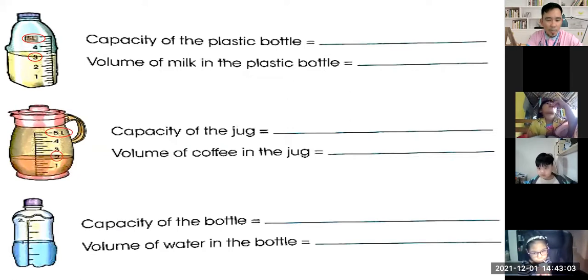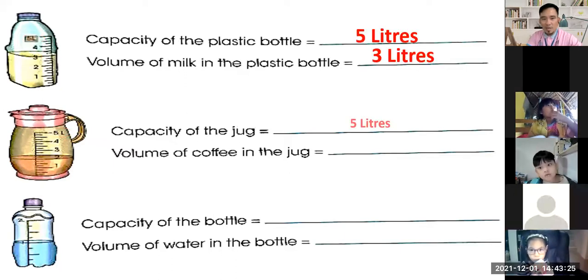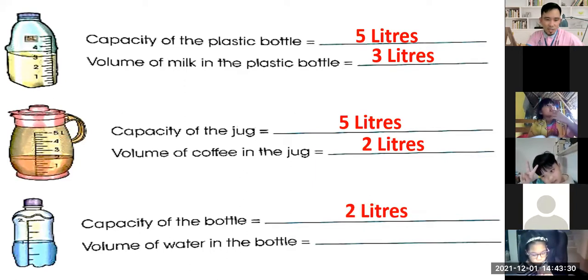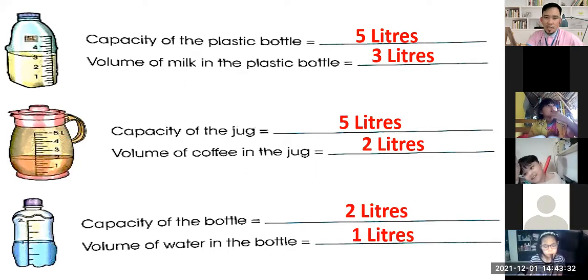How about here? What is the capacity of this bottle? 2 liters. And the volume is? 1 liter. The volume and capacity is very easy, right? It's so easy. 5 liters, 3 liters. Here, 5 liters, 2 liters. The capacity is 2 liters. The volume is 1 liter. Very easy, right?